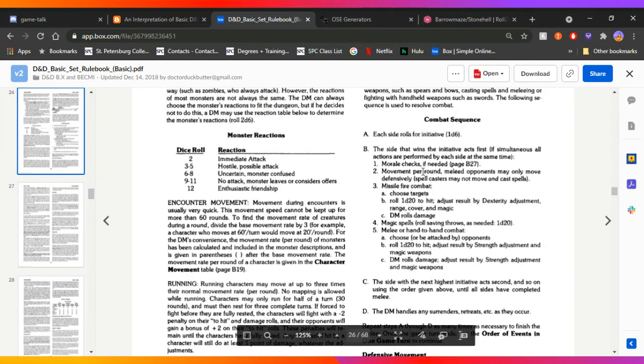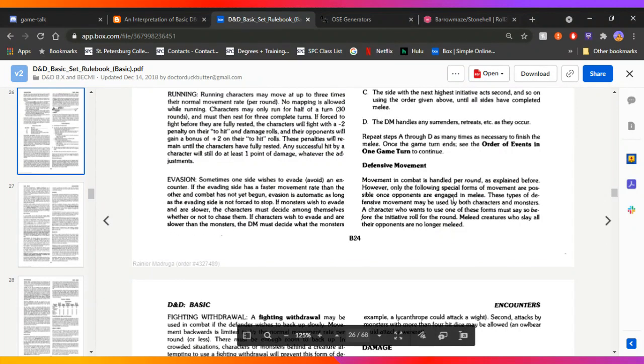And the big thing is, the second step is movement per round. Meleed opponents may only move defensively. So the big question is, what is a meleed opponent? And if you look, it talks about them being engaged. That's kind of the word they use. When they're engaged in melee.